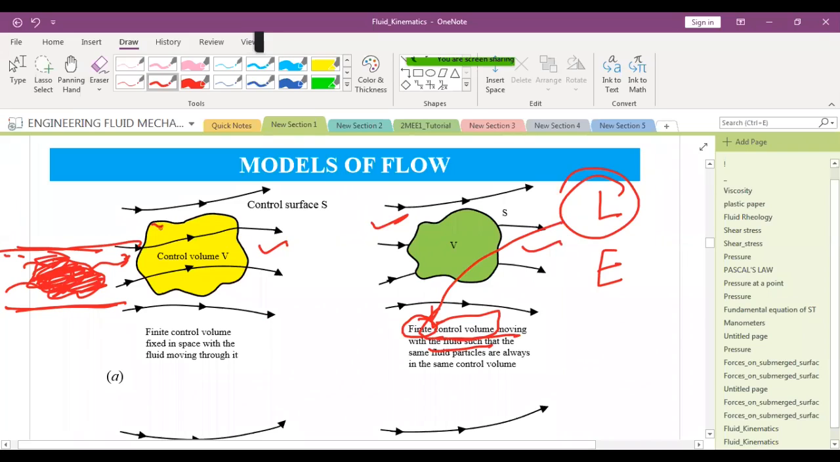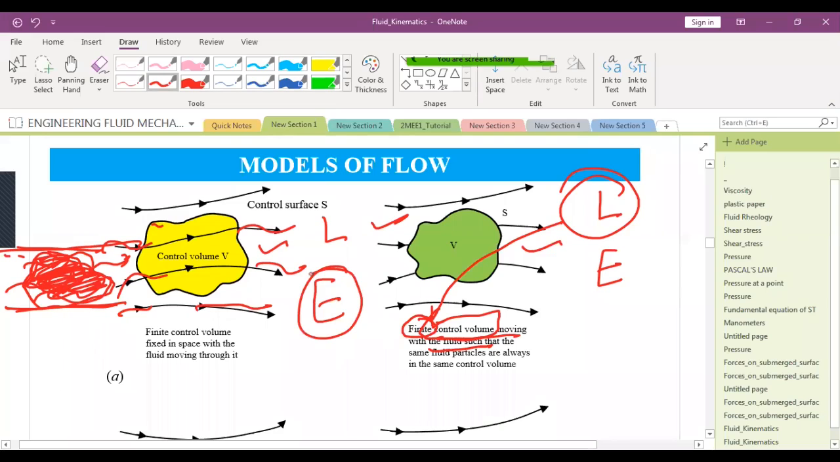What about this? Here you are not tracking the finite control volume. But what did you do? This finite control volume is fixed in space and you are analyzing whatever is going through this. So what kind of approach is this, Lagrangian or Eulerian? Eulerian. Eulerian approach applied to a finite control volume.